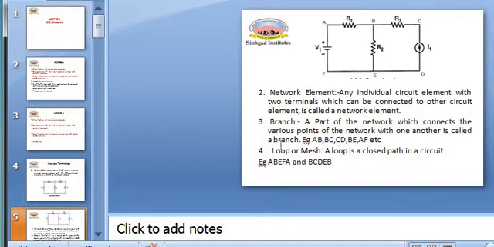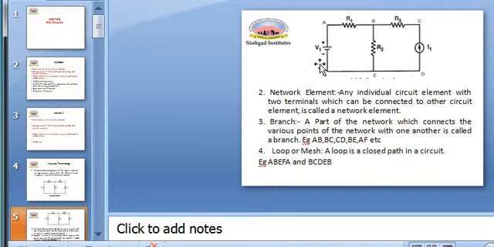The next important definition is branch. What is a branch? It is a part of the network which connects the various points of the network with one another. For example, here AB is one branch, BC is one branch, CD is one branch, BE is one branch, AF is one branch. It is a part of this particular network. This part is connecting the various points in the network. This part is connected to BE, this part is connected to BC, this part is connected to AF. Right? So these are called the branches.